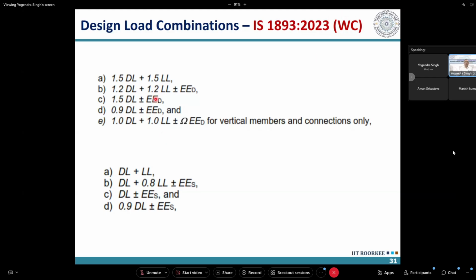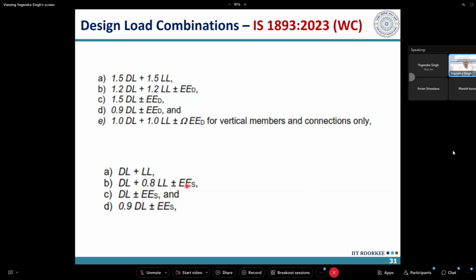So here you can see that the earthquake load factor is 1, but for the earthquake load factor in the working stress method, it is defined directly. So in working stress, we will see later. Working stress level earthquake is defined there. You can see that this is EED and this is EES: earthquake force for design and earthquake force for serviceability limit states. The periods of these two earthquakes are different.